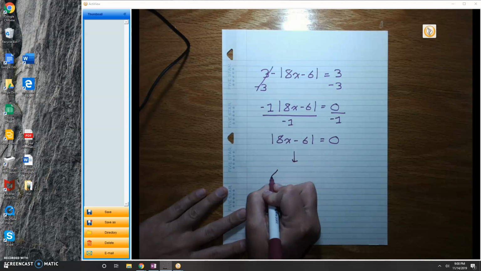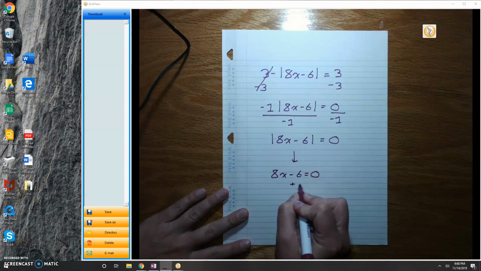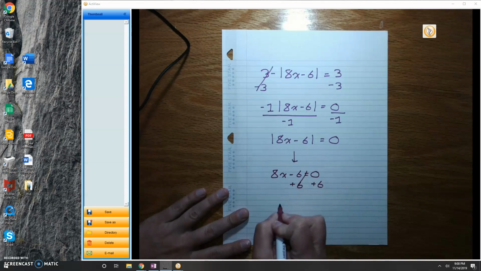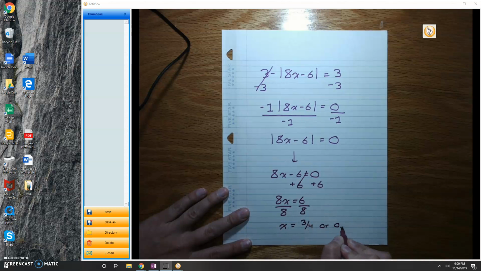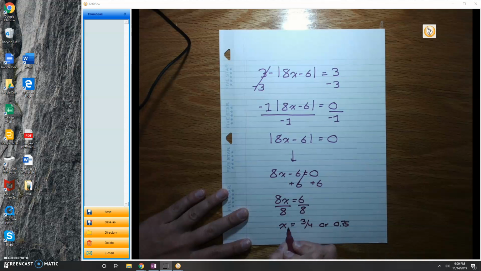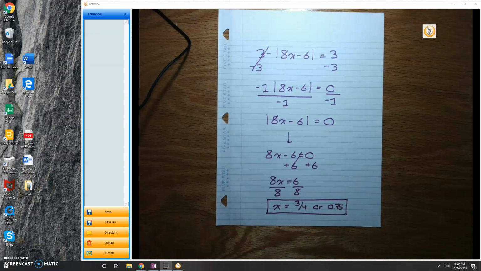So, solving this, I don't need to break it up into 2. I just need to know, hey, 8x minus 6 is equal to 0. If I add 6, I'm left with 8x is equal to 6. And divide by 8, x equals, well, 6 out of 8 is 3/4. Or another way of saying that is 0.75. And I do want to show you the graph on this one because it's going to be exactly what you kind of anticipate here. All right, so that is my solution.